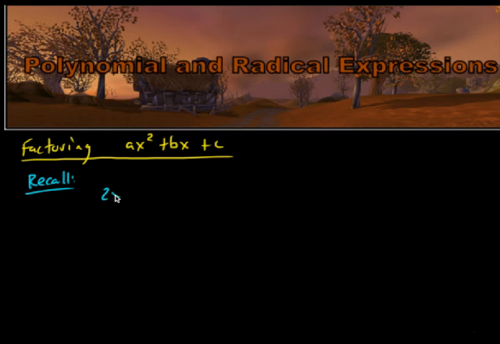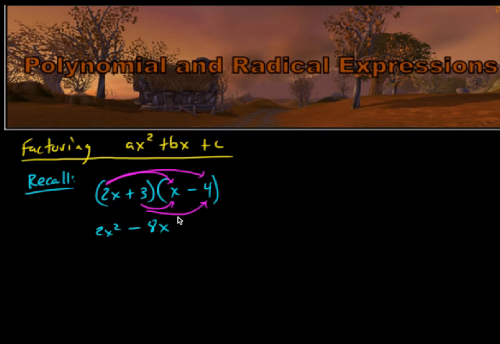If I was multiplying 2x plus 3, and let's say x minus 4, when I multiply this out, I'll have, let's see, FOIL it, distribute this one and this one. 2x times x is 2x squared, minus 8x plus 3x minus 12, and then I could combine the like terms of negative 8x and positive 3x, and I would get 2x squared minus 5x minus 12.